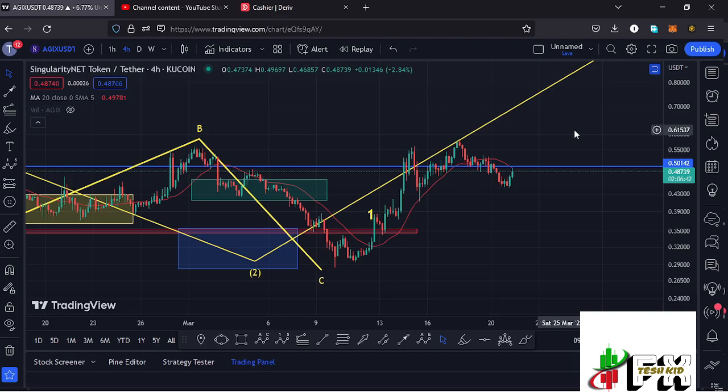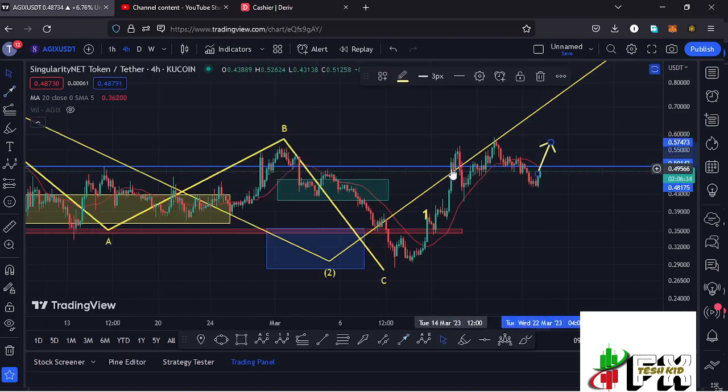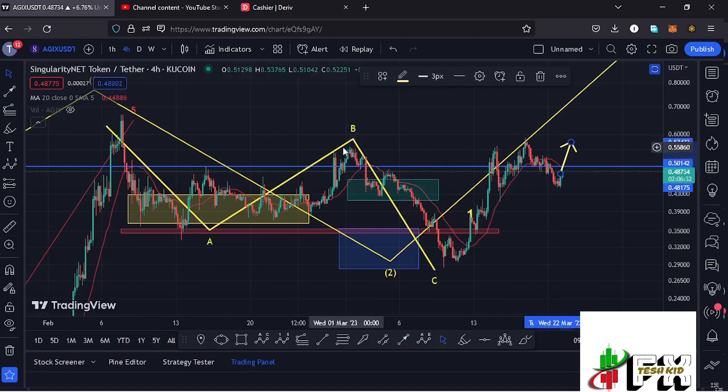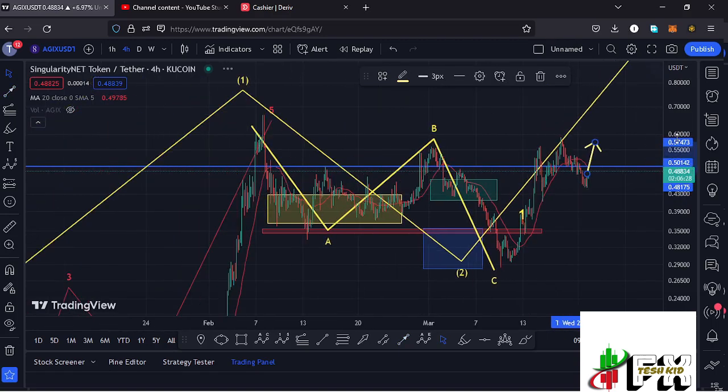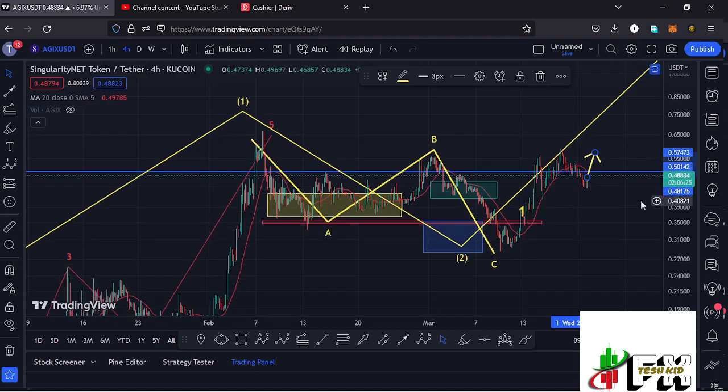We are also trying to battle out a key significant high at around the $0.5 mark, and the moment we manage to break above that, then we can continue unlocking even higher prices and continue breaking through these other highs over here.